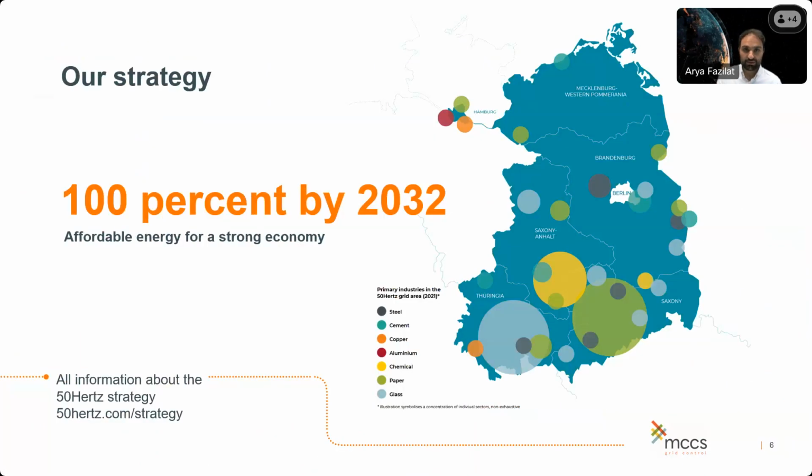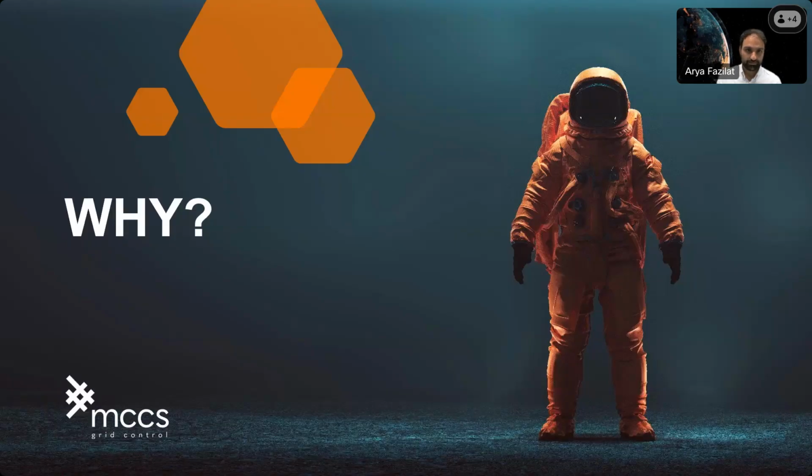Our strategy is to integrate 100% renewables by 2032. We do this for supporting climate action, but also to create a more sustainable industry. And that's already the who. So let's go to the why.